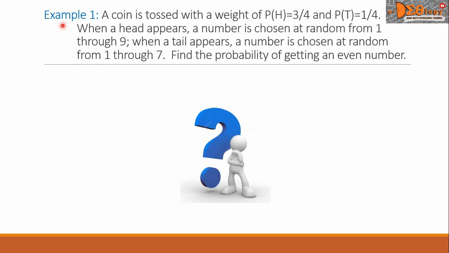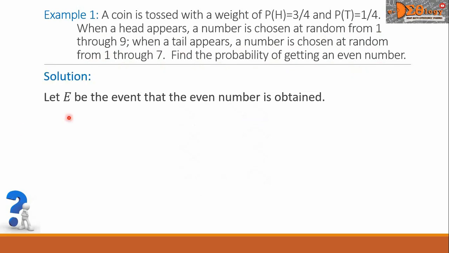Let us see example 1. A coin is tossed with a weight of probability of head equals 3 over 4 and probability of tail equals 1 over 4. When a head appears, a number is chosen at random from 1 through 9. When a tail appears, a number is chosen at random from 1 through 7. Find the probability of getting an even number. Let capital E be the event that the even number is obtained.